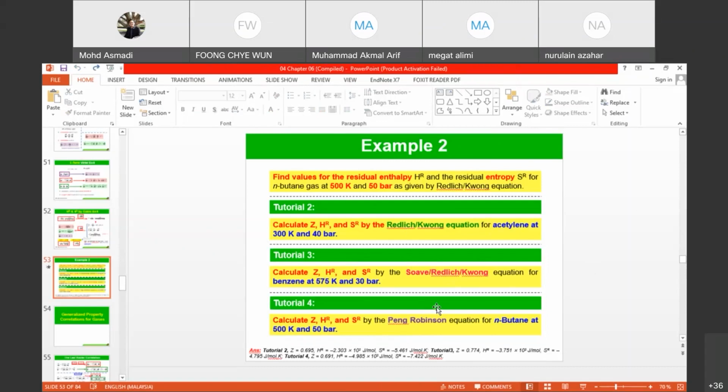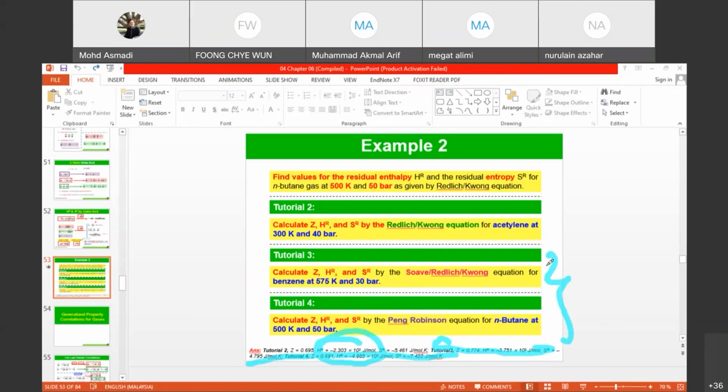For the delta H residual over RTc and alpha delta H residual over RTc, if you look here, there is already an answer down here, so you can refer here. For tutorial 2 and 3, I think 3 is for later. I will explain in the next class. It is a similar step, only different at alpha delta H residual over RTc divided by delta H residual over RTc.